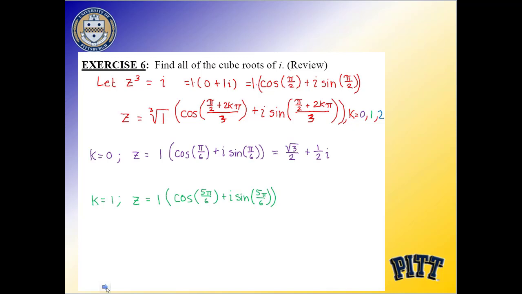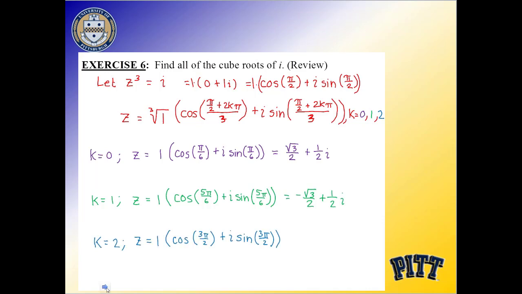For the angle, of course, the cosine of 5 pi over 6 would be negative square root of 3 over 2. The sine of 5 pi over 6 would be 1/2 again. So I end up with negative square root of 3 over 2 plus 1/2 i for this one. Notice they are not conjugates, because the plus sign between the two numbers didn't change. It was the sign of a that changed.